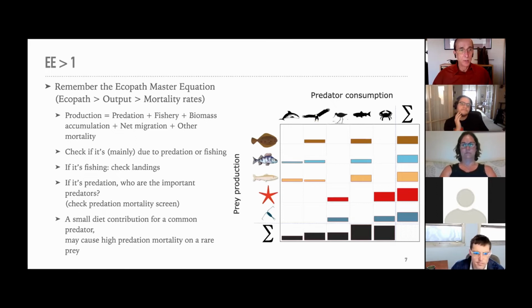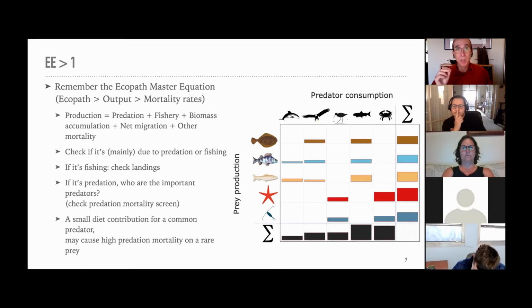We covered this pretty well, but the procedure, which I'm going to explain, is you figure out what the problem is, and then you go through a number of steps. You look at the equation there. Now you figure out, is it predation or fishing that the mortality is mainly due to? If it's fishing, you go and check your landings. If it's predators, you check who are the important predators, and you check those ones.